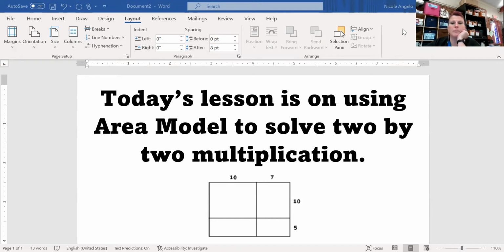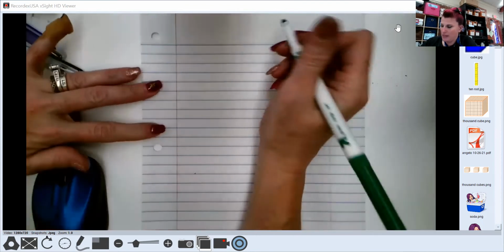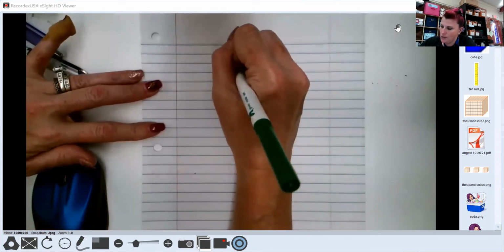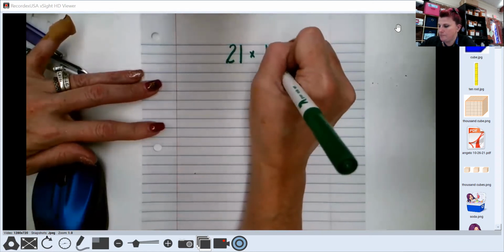Today we're talking about using the area model to solve 2 by 2 multiplication. All right, so we are working on 2 by 2 multiplication, where we're multiplying 2-digit numbers, our tens and our ones, by another number that has tens and ones. So we're going to start off with 21 times 16.